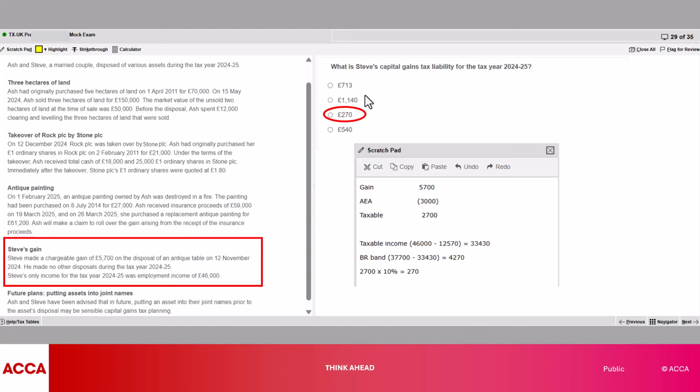And as usual, the wrong answers. The first one is if you forgot the annual exempt amount, you would then be taxing all of the gain, partly at 10%, partly at 20%. The second one, easy mistake to make, forget the annual exempt amount and then tax the whole thing at 20% if you thought that Steve was a higher rate taxpayer. And the final one is if you use the AEA but then forgot to work out the remaining basic rate band and taxed the gain at 20%.